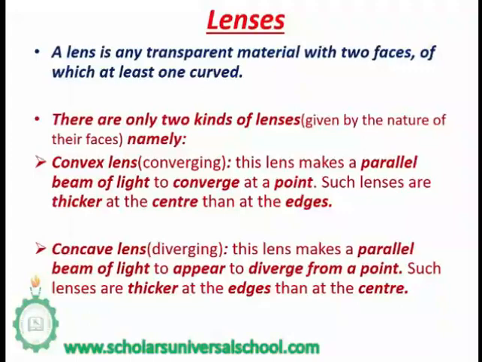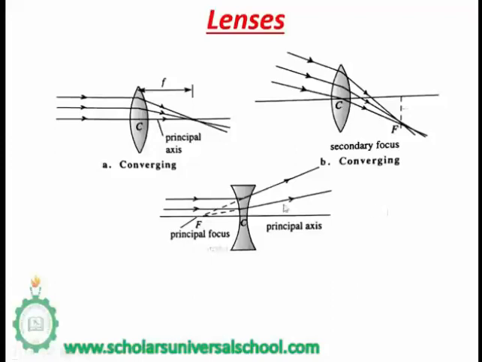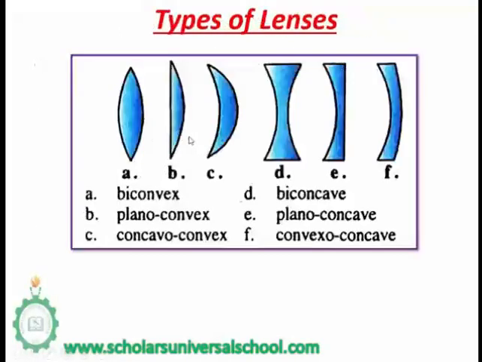thinner than the edges. To show you what I'm talking about, you can see the first two here at the top. These are examples of the convex lenses. You can see they are thicker at the center than at the edges. These are the edges and this is the center. But for the concave lens, you have the center thinner than the edges, meaning they are thicker at the edges than at the center. Now for the convex lens, remember, you can see this is the parallel beam of light converging at this point.